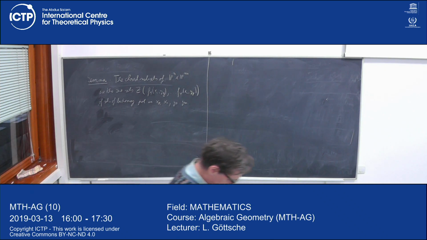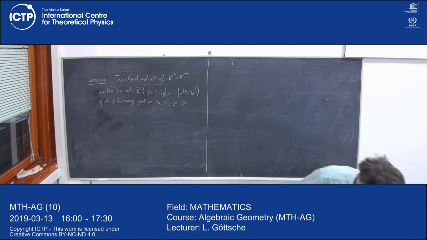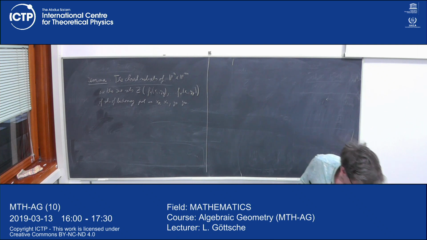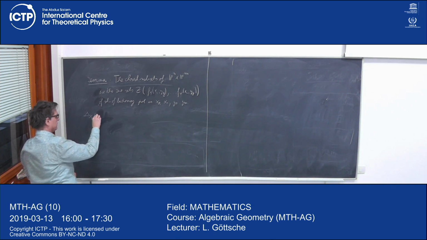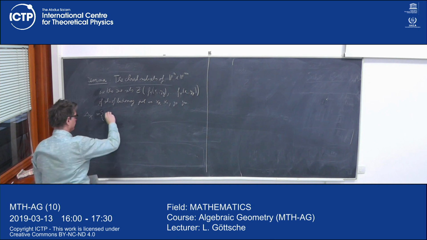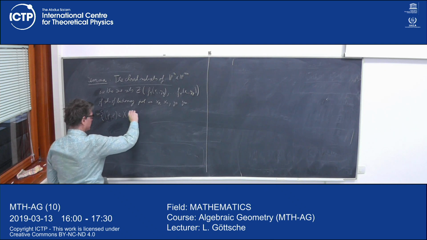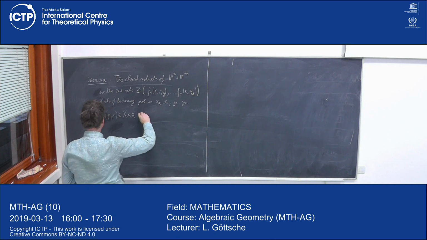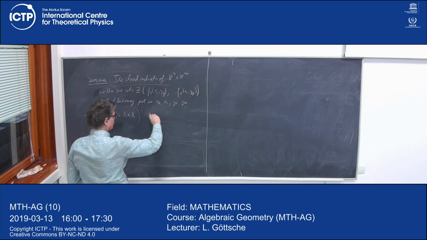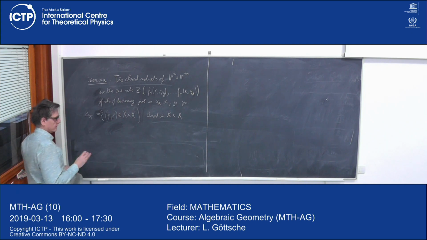Okay, so now we want to use this to study these things. The last thing we saw was the lemma that the diagonal Delta_X, which is just the set of all points (p, p) in the product X times X, is closed in X times X for any variety X.